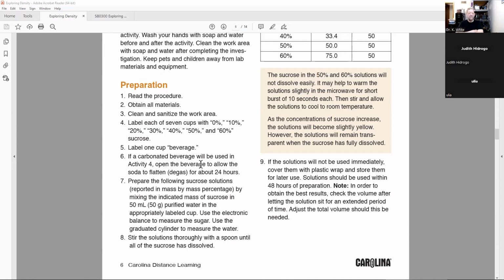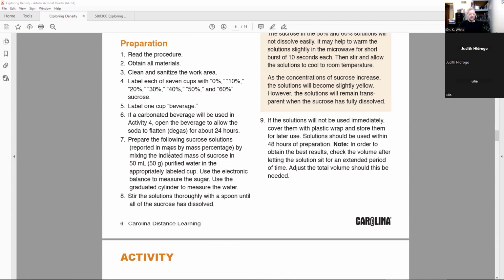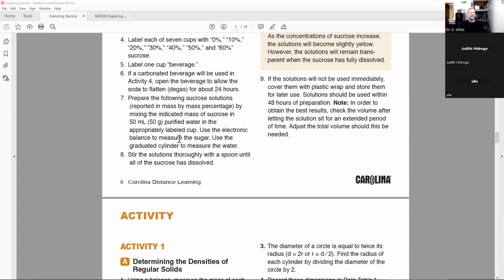Now, if a carbonated beverage is to be used, which it is, open the can a day before you do the lab, because what you want to do is get the gas, carbon dioxide, out of there. In other words, have it go flat, as we call it. Now, here's what you're going to do to make the solutions. You're going to use your balance to measure the sugar, and then use the graduated cylinder for the water.